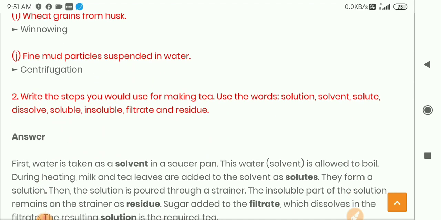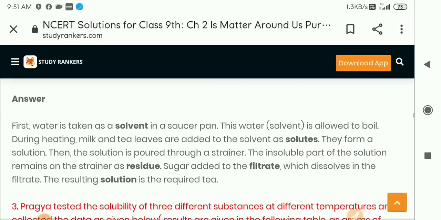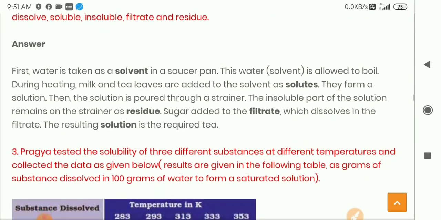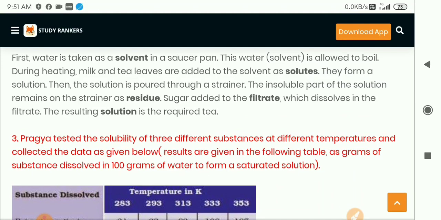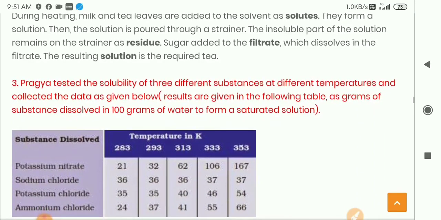Then write the steps you would use for making tea. Use the words solution, solvent, solute, dissolve, soluble, insoluble, filtrate and residue. First of all, water, the solvent, is taken in a saucepan. This water as a solvent is allowed to boil. During heating, the milk and tea leaves are added to the solvent as solute. They form a solution. Then this solution is poured through a strainer to separate the leaves.